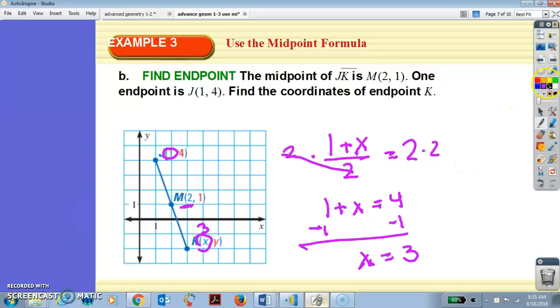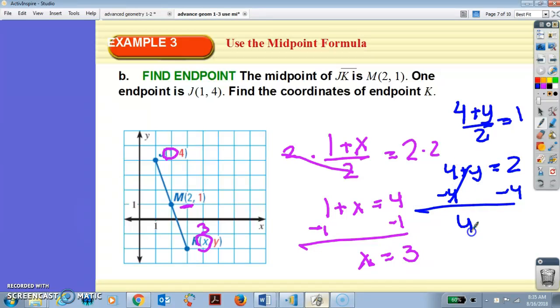For your y's, give me 1 second, guys. For your y's, 4 plus what divided by 2 equals 1. So multiply by 2 on both sides. 4 plus what equals 2. Subtract 4 on both sides. And you get that y equals negative 2. So 3, negative 2 is the coordinates for that.